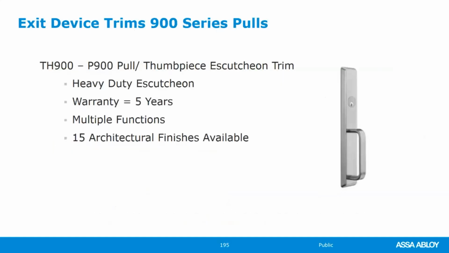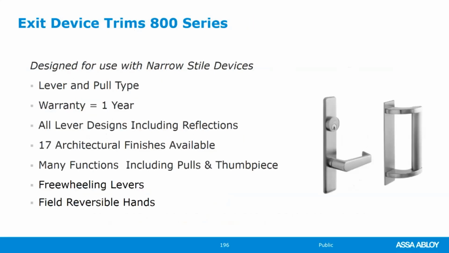The 900 series trim is our heavy-duty pull trim, designed to work with our ED 5000 series device. Our 800 series trim is designed for our ED 4000 series. The template is very similar. The inner workings of this device are very similar to the 900 series, but it is a flat escutcheon versus the larger forged escutcheon that we use on the 900 series trim.